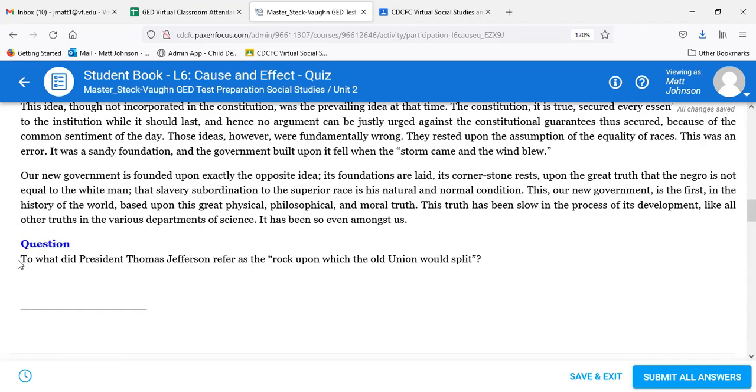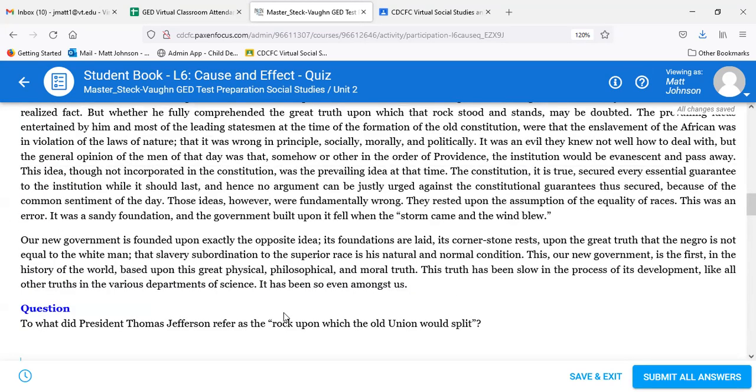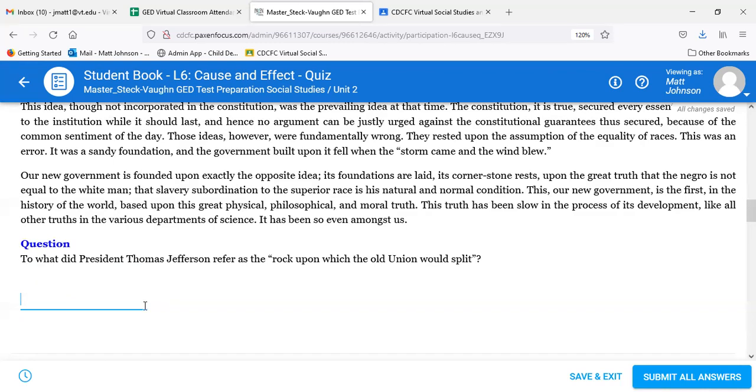So Christiane, you want to go ahead and finish off here and answer the question for us? Okay. And the question says, to what did President Thomas Jefferson refer as the rock upon which the old Union would split? I think he had anticipated, I don't really know. Okay, it's slavery, right?